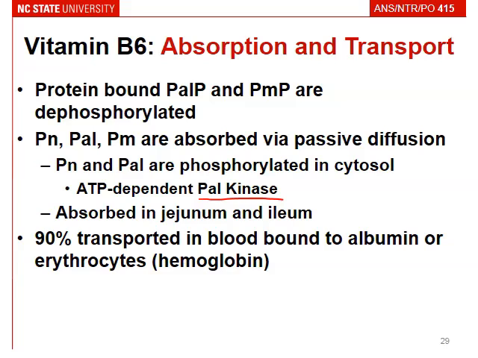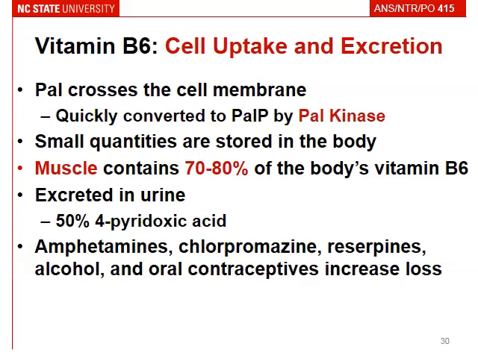And once it's absorbed, 90% of it is transported in the blood, and it's primarily bound to albumin or on the erythrocytes, which are also known as our red blood cells. So once we have our B6 cross the cell membrane of the cell that is taking it up, here we have pyridoxal, we quickly convert it to the phosphorylated form, and we're utilizing PAL kinase. And if you remember, our kinases are always adding a phosphate group on.